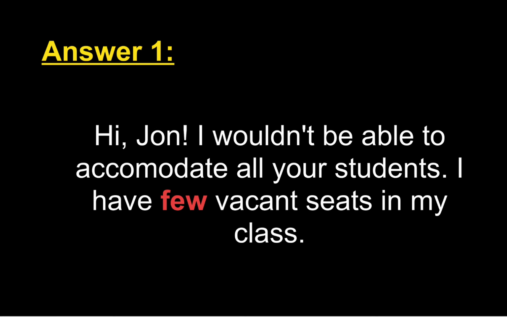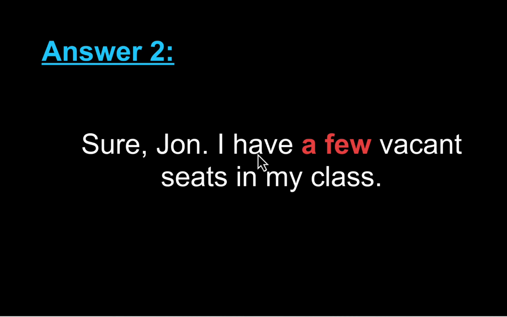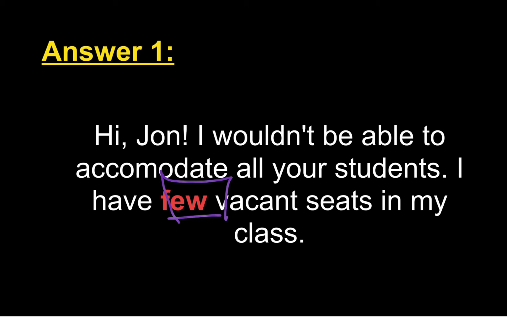Answer number one: Hi John, I wouldn't be able to accommodate all your students. I've got few vacant seats in my class, few without a. And the second answer I give is, sure John, I have a few vacant seats in my class. Now you guys know what I mean by few and a few here. In the first example, I'm not really positive about the number of vacant seats that I have in my class. They're very less.